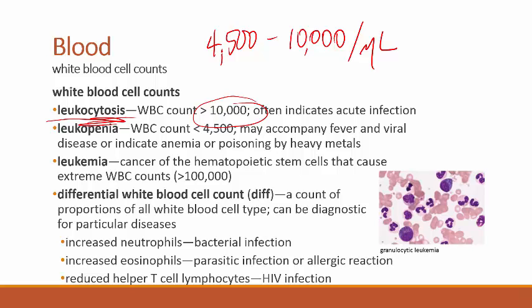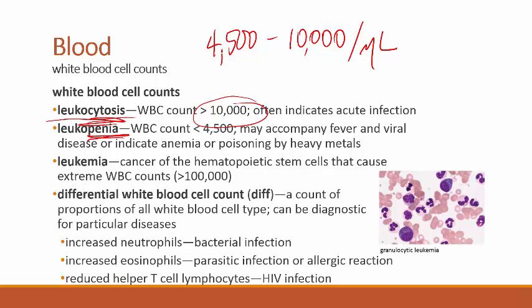Leukopenia, anytime you see penia, that's going to mean deficiency in. So less than 4,500 is referred to as leukopenia. So leukocytosis often indicates some kind of acute infection. So a bacterial infection, a fungal infection, or even a viral infection. Leukopenia, on the other hand, may accompany fever. Viral diseases frequently result in leukopenia, or they can indicate anemia or heavy metal poisoning.